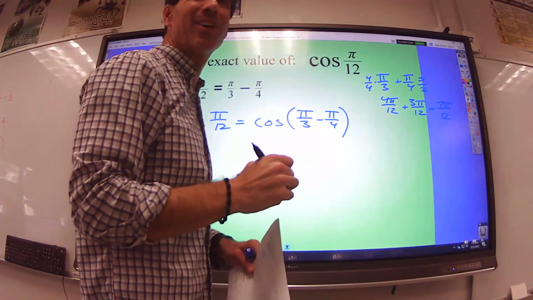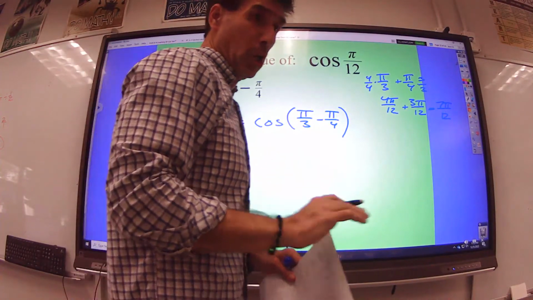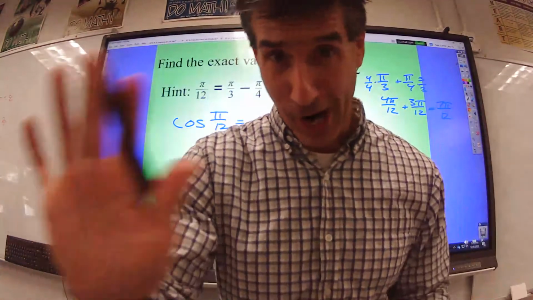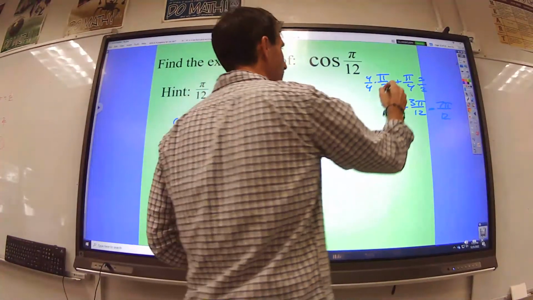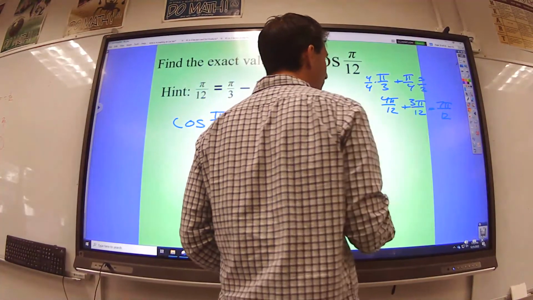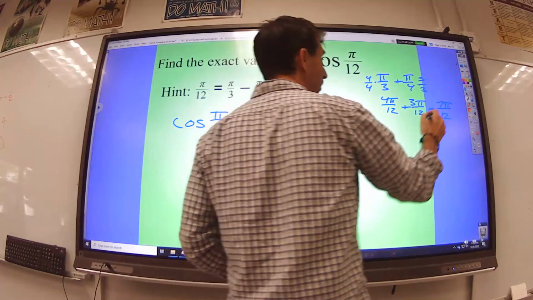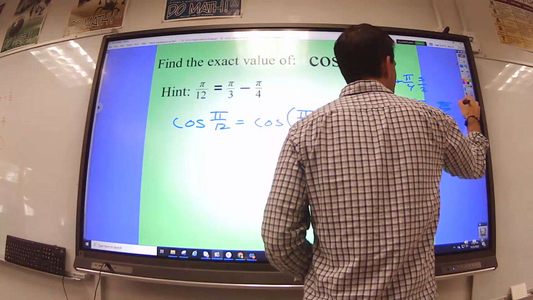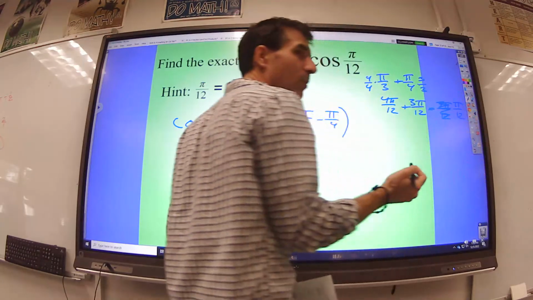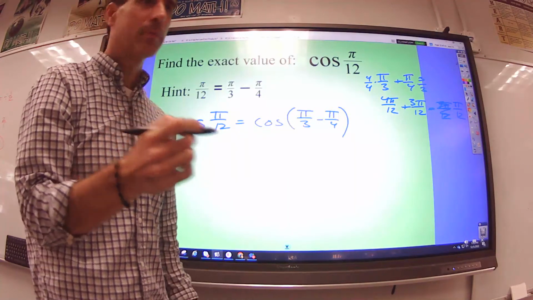Oh, it's subtraction though. Rewind. Sorry, 4 pi over 12 minus 3 pi over 12 is 1 pi over 12. So it does equal, right? You guys with me there?